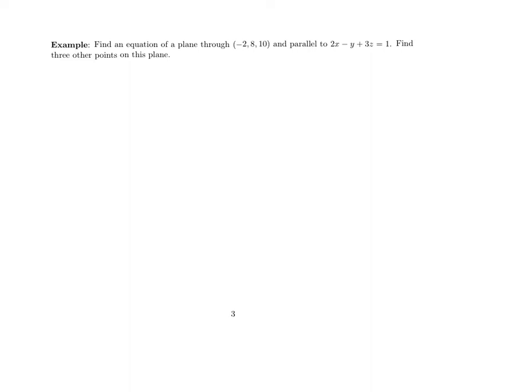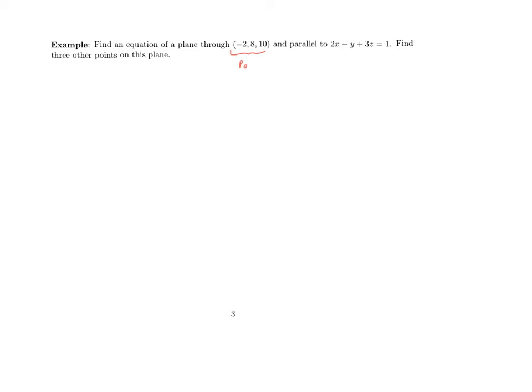Okay, so assuming we've paused this for a while, in order to find the equation of a plane, we need two quantities. We need a point, which we have, and we need a vector normal to the plane. So we want to find the equation of a plane through a point which is given and parallel to another plane. And furthermore, once we have that, we're going to find some points on the plane.